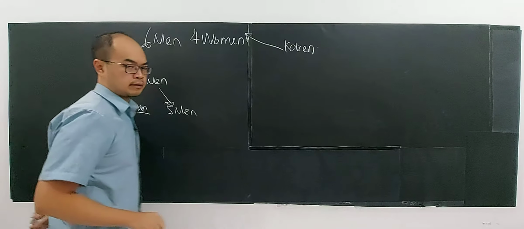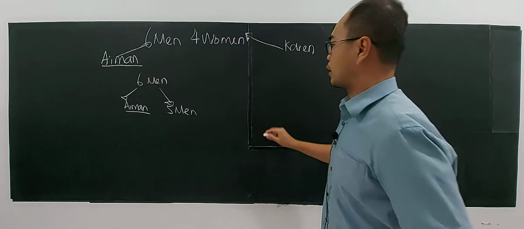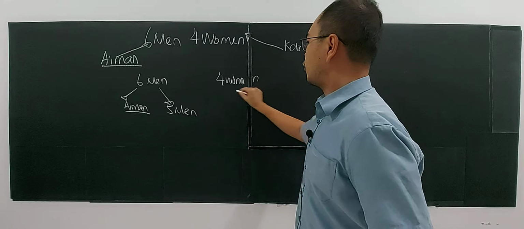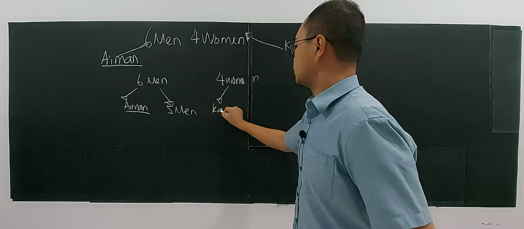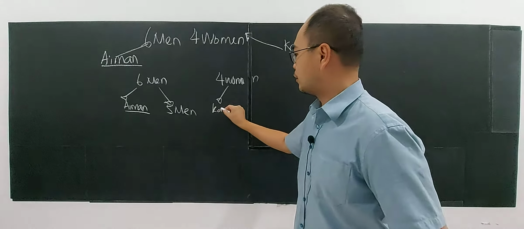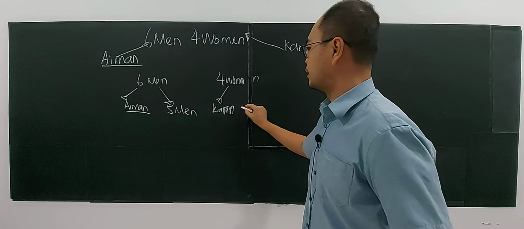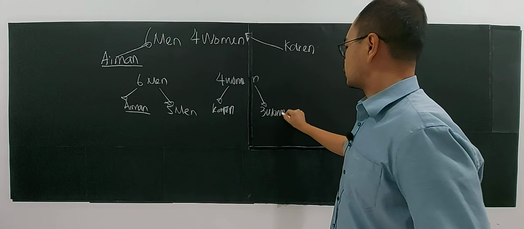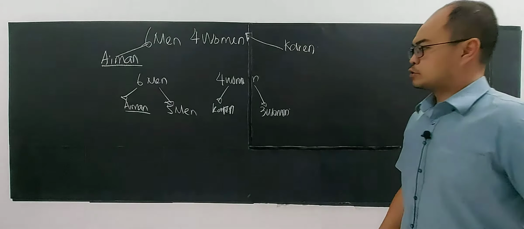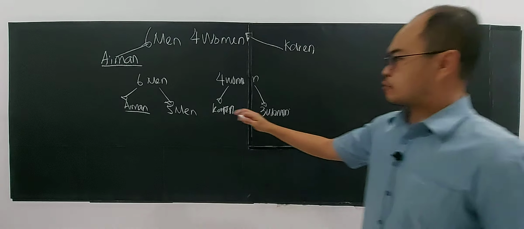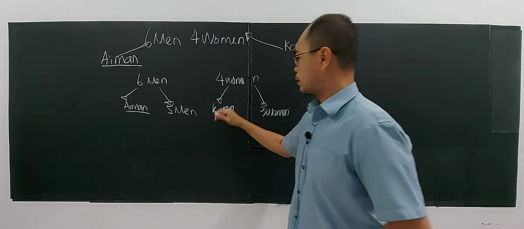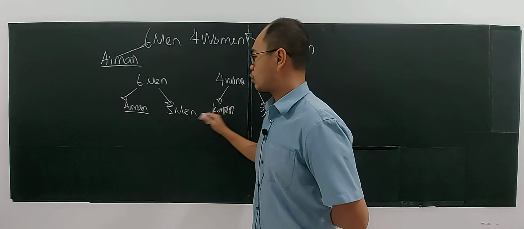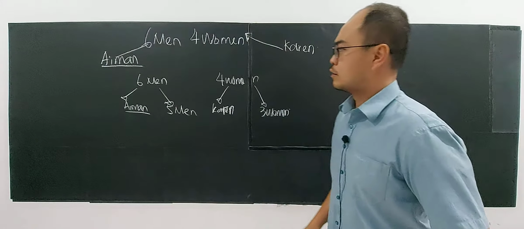I don't care who they are, because they have no problem. Okay, so 4 women, right? Of the 4 women, one is Karen. It's just an example. So Karen, and another 3 women, right? If Aiman is in the committee, Karen will not be in the committee. Or if Karen is in the committee, Aiman will not be in the committee.